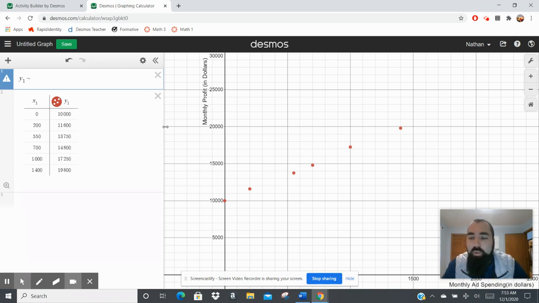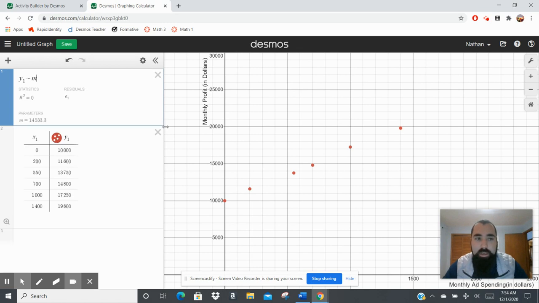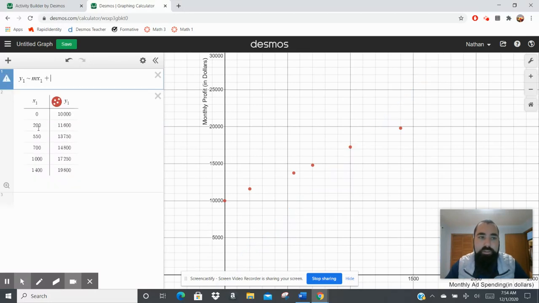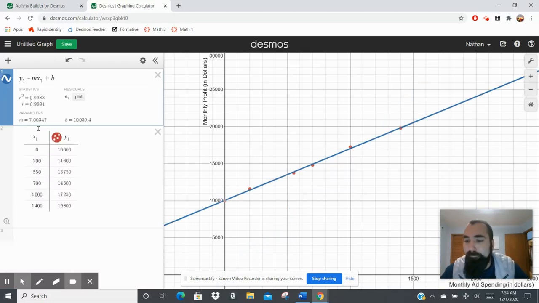So we're going to do y1 tilde, m for slope, x1, remember this is x1, plus b. And so what it did is it put this blue line in here. This is the same line as your black dashed one. And it also gives you a bunch of information over here.